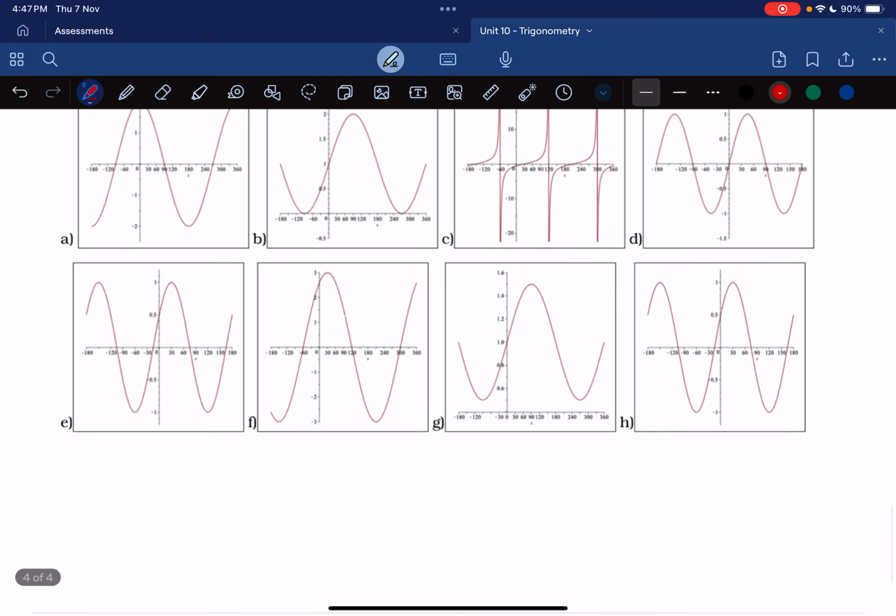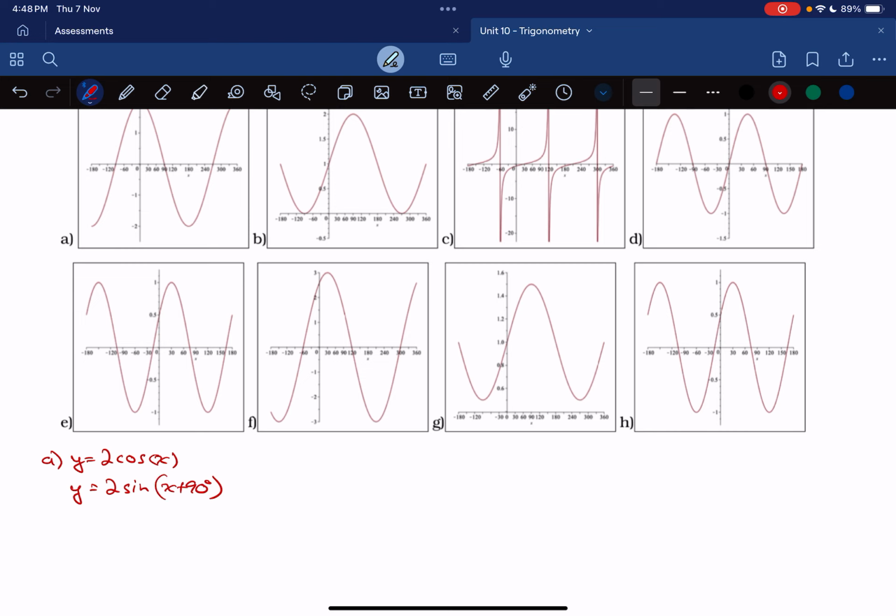All right, so going through some answers that I got for A through H. These are some possible answers. These aren't all the possible answers, so you may have gotten something different. Go ahead and check on, say, Desmos or your GDC if you got something different.